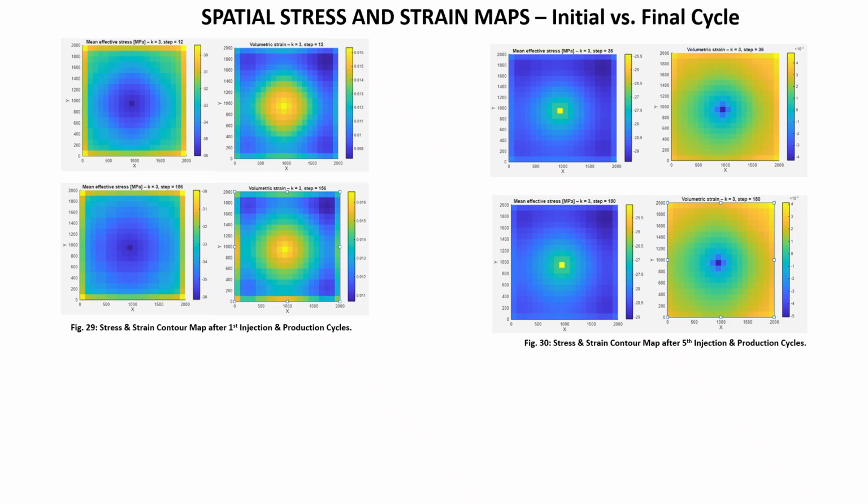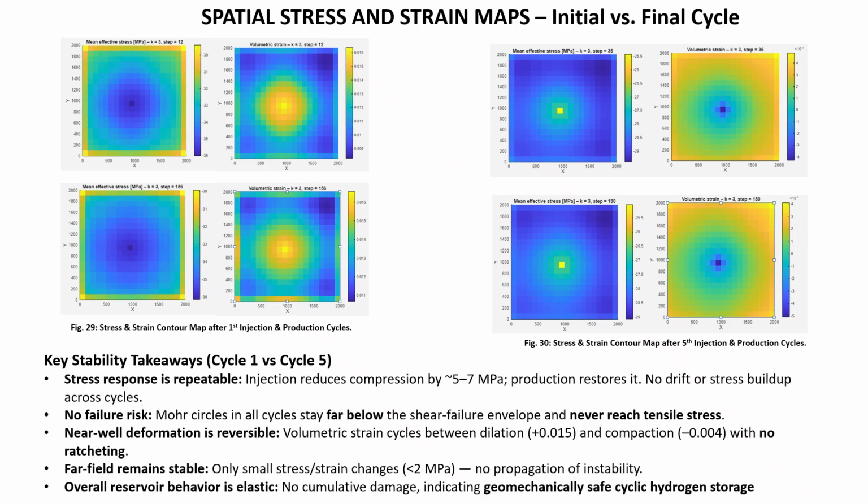So overall, the reservoir here exhibits stable and repeatable poroelastic behavior, large but reversible deformation near the well. We also see an extremely mild long-term ratcheting in the far field and a consistent safe distance from the shear envelope.